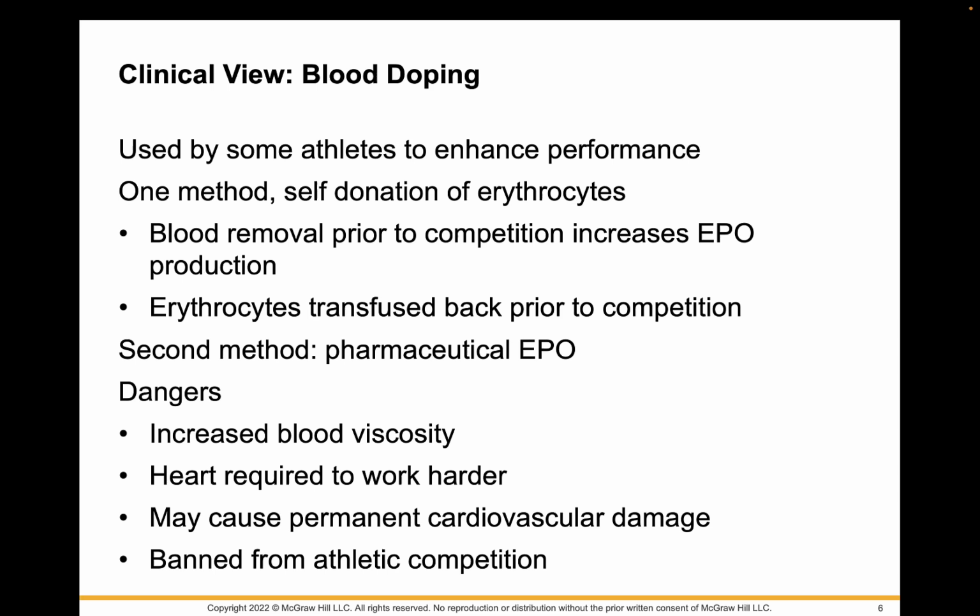Now, when we look at the concept of blood doping, there are different ways in which blood doping can be done. One is basically the self-donation of red blood cells. So blood is removed prior to competition. This is going to result in EPO production, and more red blood cells are going to be produced. Then those red blood cells are going to be transfused back into that subject prior to competition.